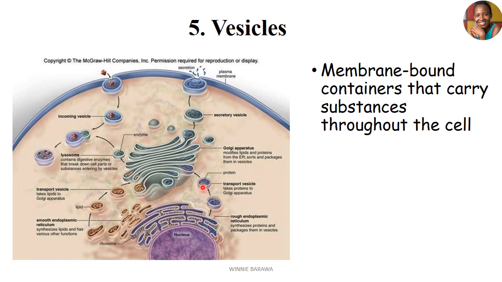What the transport vesicles are, they take proteins to the Golgi apparatus. So here we can say they originate from the rough endoplasmic reticulum, which has synthesized proteins and packaged them in the vesicles, and they will direct them to the Golgi apparatus. Once they arrive at the Golgi apparatus, the transport vesicle will attach to the Golgi apparatus and release the materials into it.